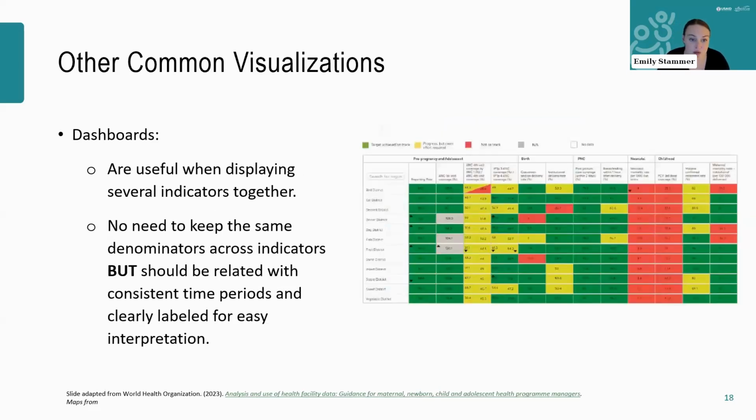One final example of a visualization that I'll discuss is dashboards, which can be useful when you're displaying several indicators together. One nice thing about dashboards is that your denominators don't have to remain consistent across indicators, but the indicators you're presenting should be related to one another and represent a consistent time period. So clear labeling is really important for easy and accurate interpretation.